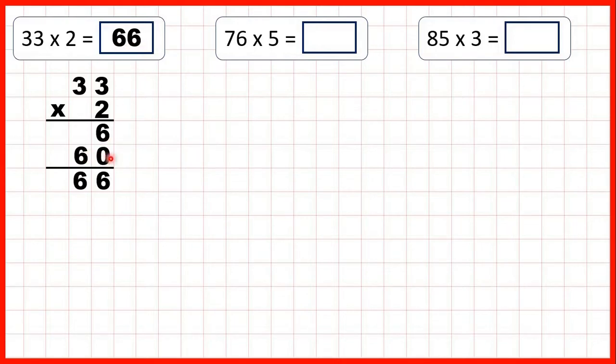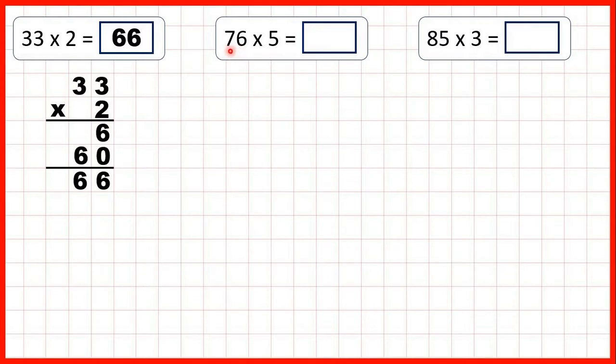Notice on this second answer line, we wrote 60 because 3 tens is 30 and 30 times 2 is 60. So that's why we could just write a 0 on the end, and then rather than multiplying 30 by 2, we could just multiply 3 by 2, because that gives us the same answer as multiplying 30 by 2.